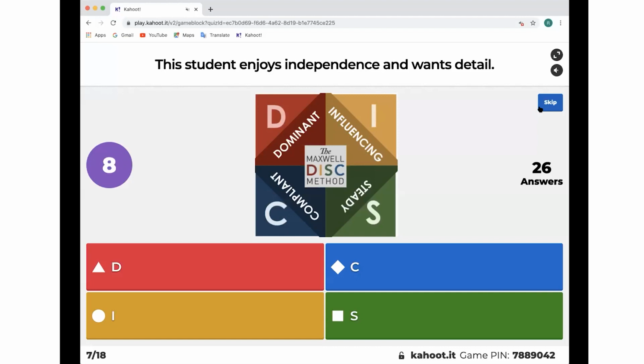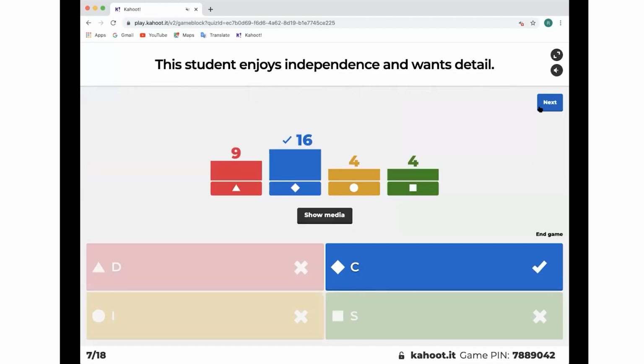So I said, Sua came up with a good thing. I think some of you are having some issues with not seeing it on the app. So you can look at it from the Zoom screen and then press the button on your phone for the correct choices for you. This student enjoys independence and wants details.